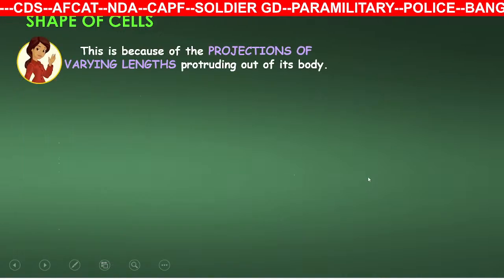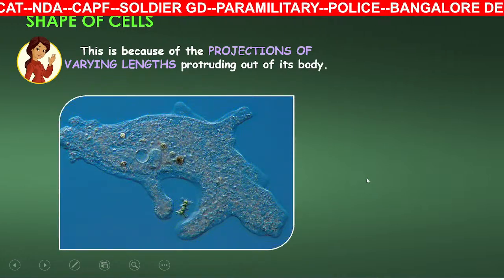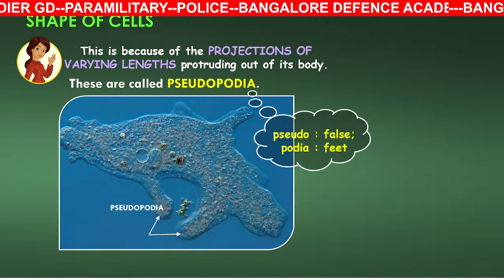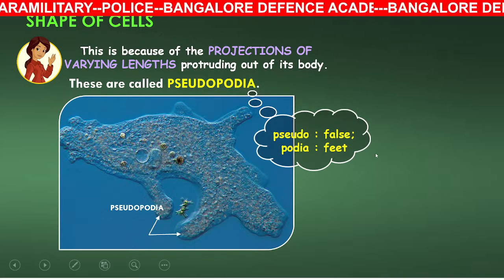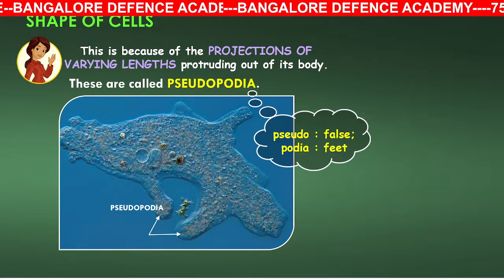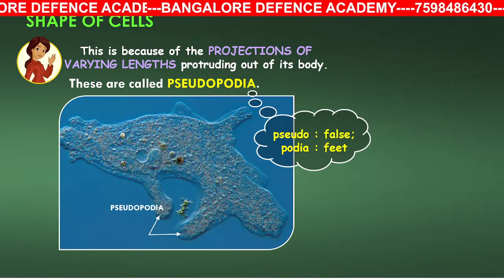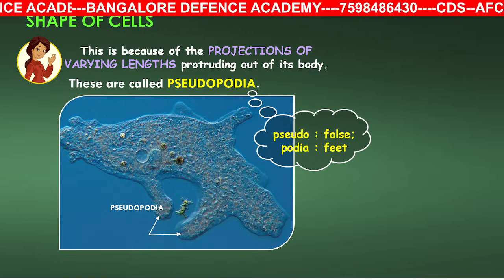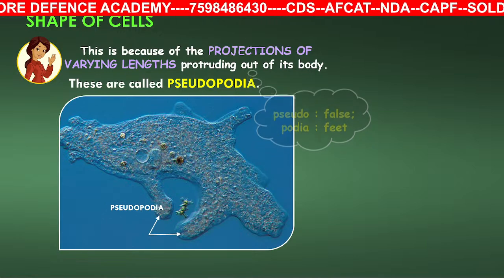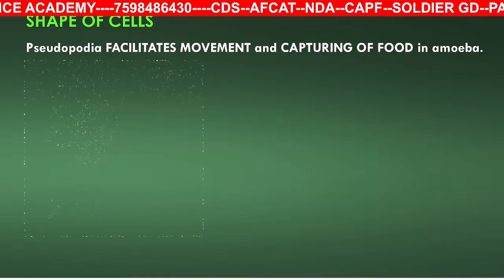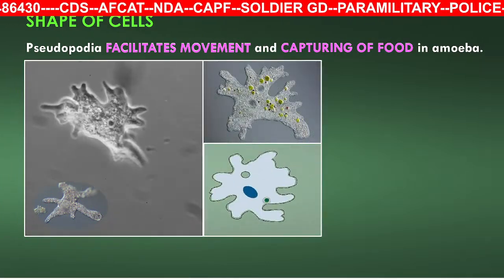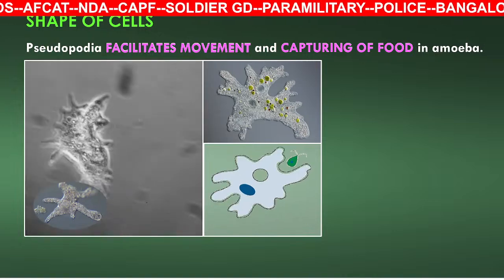This is because of the projections of varying length protruding out of its body. These are called pseudopodia. Pseudo means false, podia means feet. So here you can see this is the food particle, and the amoeba wants to eat this food particle. It will extend and grab this food, take it inside and throw it outside. So these are false feet. False feet are called what? Pseudopodia. Next, pseudopodia facilitate movement and capturing food in amoeba. So this is how the amoeba is trying to capture the food. Got it?